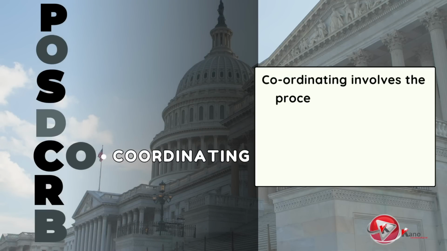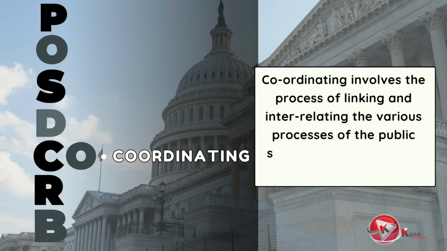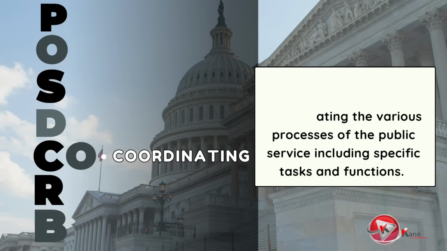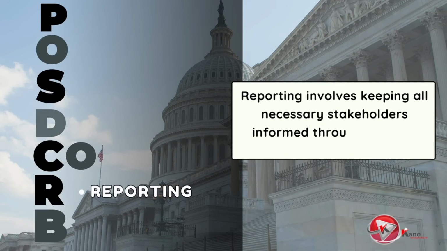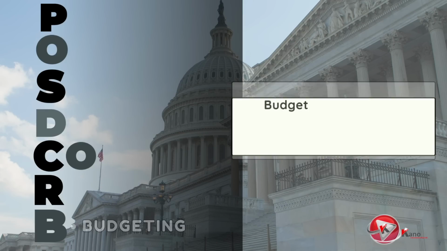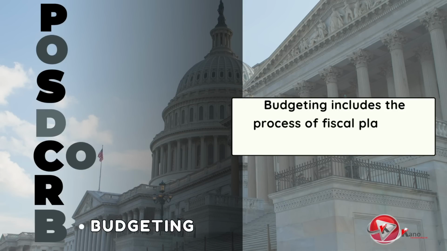Coordinating involves the process of linking and interrelating the various processes of the public service, including specific tasks and functions. Reporting involves keeping all necessary stakeholders informed through records, research, and inspections. Budgeting includes the process of fiscal planning, accounting, and control.